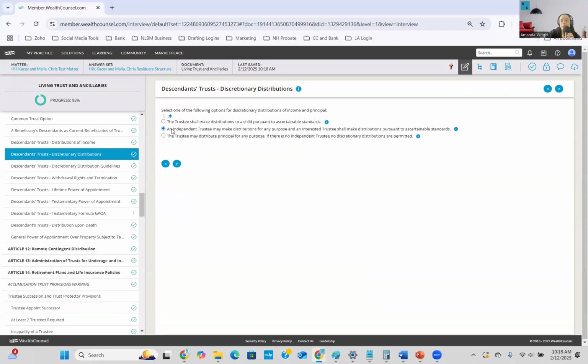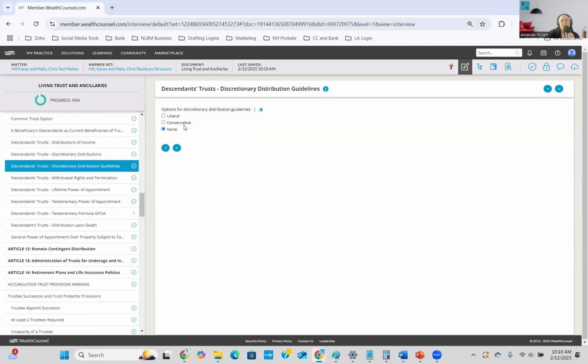I'm going to give a medium amount of asset support, saying an independent trustee can make distributions for any purpose whatsoever. But if the trustee is interested, they can only make distributions according to HEMS. If we want to do really conservative, we'll say the trustee can make distributions for any purpose. And if there's no independent trustee, if the trustee is an interested party, that's related or subordinate to the beneficiary, no distributions are coming out of this trust. That's the most conservative, okay?